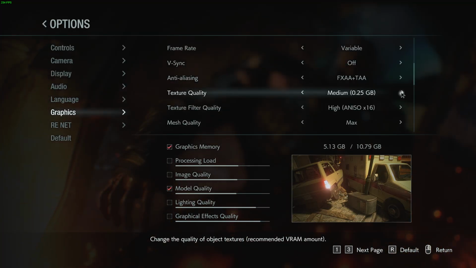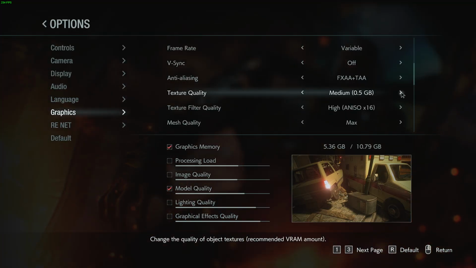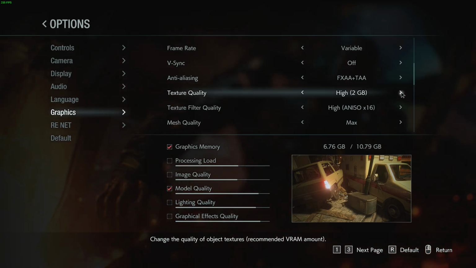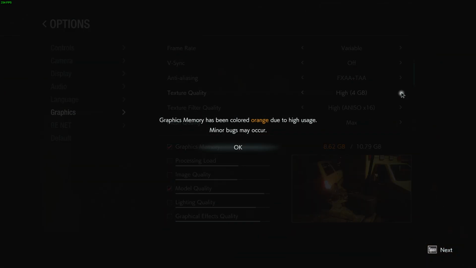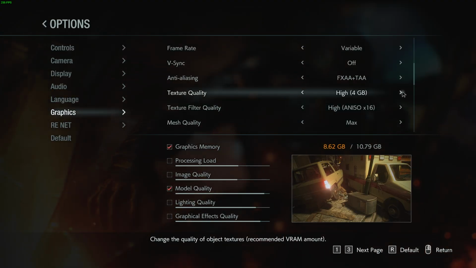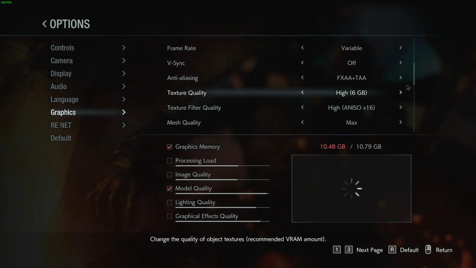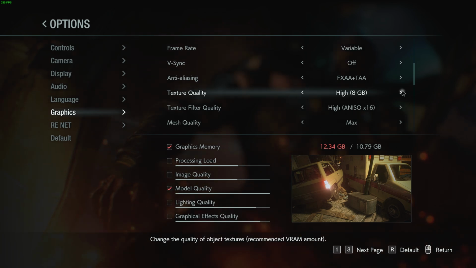And past the graphics priority preset, it's diminishing returns. As I said, you can eat more VRAM by moving texture quality to high 2GB, high 4GB, or even high 8GB, but you probably won't notice much of a difference visually. Same textures, bigger pool of memory to stream them from. To use Capcom's own language, exceeding your VRAM limit may result in stuttering, maybe, but probably not.